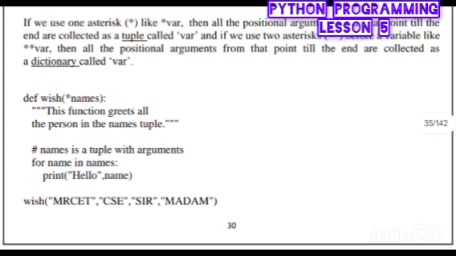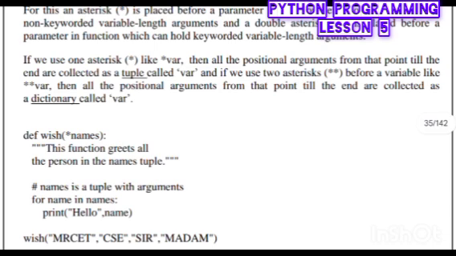Here we can define the function: definition wish, star names. Here the star names is like a variable. These are positional arguments. These are all collected as a tuple called names. If you use two stars before a variable, these are the arguments from that point till the end.